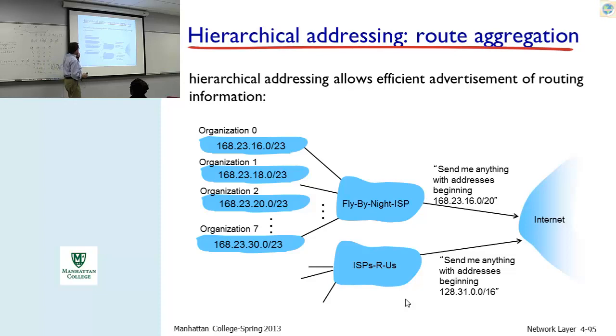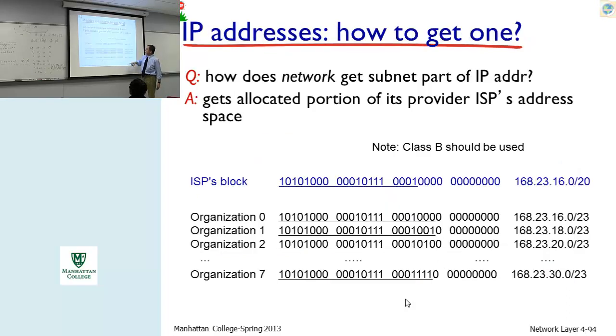Now, so on the internet, this is your ISP. ISP tells the internet, notice that this address is the same address as this one. It tells the internet, if you get any address that matches this, the first 20 bits match this one, pass it on to me. I can take care of it. So any datagram with the destination IP address that matches this, then you have it.